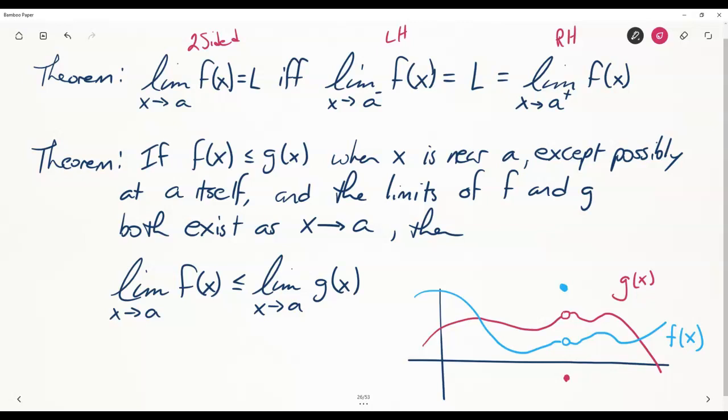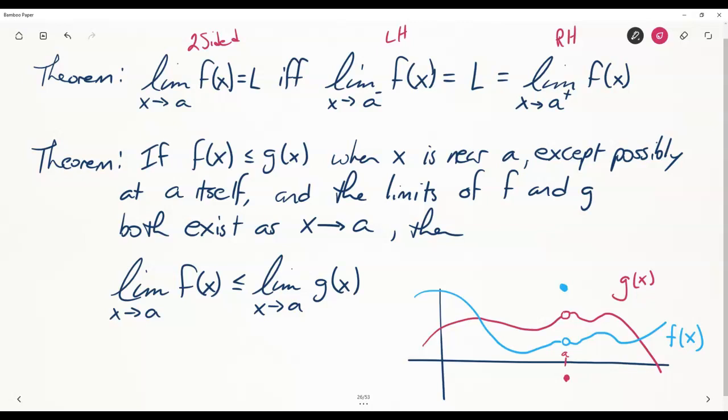So I've drawn a picture right here that demonstrates the assumptions in this particular problem. This is the number a right here that we are approaching. Now, notice that f of x is not less than g of x all the time. There are some cases over here where the blue function is on top of the red one. So over here, f of x is greater than g of x. But in our assumption, we only care about what happens when x is near a.